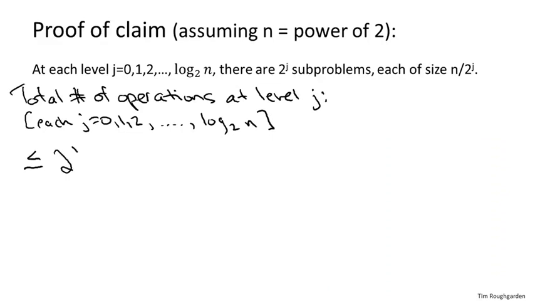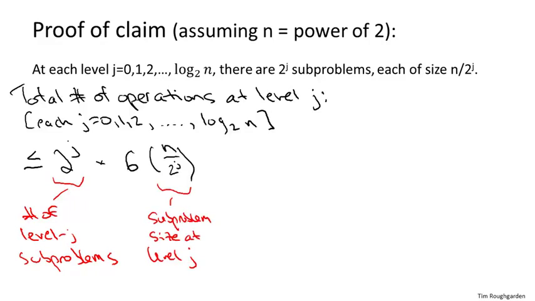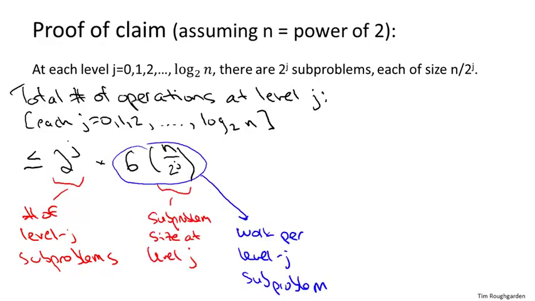All right, so we start with the number of different subproblems at level j, and we just noticed that was at most 2 to the j. We also observed that each level j subproblem is passed an array as input which has length n over 2 to the j. And we know that the merge subroutine, when given an array of size n over 2 to the j, will execute at most 6 times that many lines of code. So to compute the total amount of work done at level j, we just multiply the number of subproblems times the work done per subproblem, and then something sort of remarkable happens. We get this cancellation of the 2 to the j's, and we get an upper bound, 6n, which is independent of the level j.